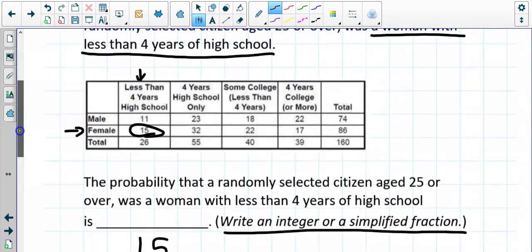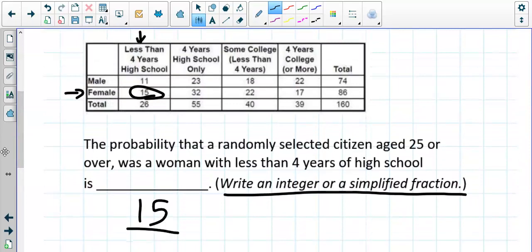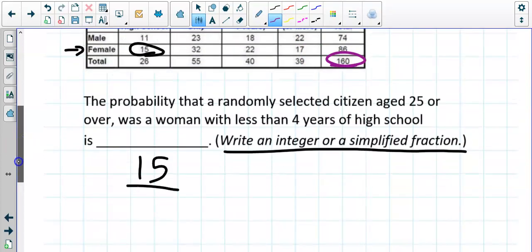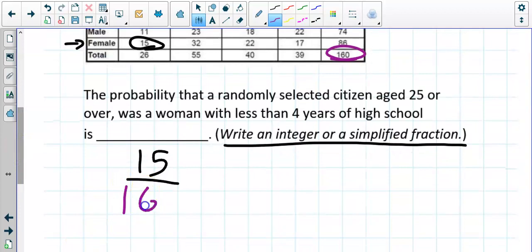Now the question is, what's the total? How many people were there? And that's this number that's right there. There are a total of 160 people. So this is where I was saying, make sure that you know how to use your best friend on the calculator, because this definitely reduces.